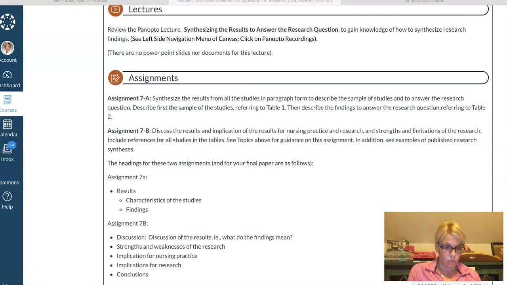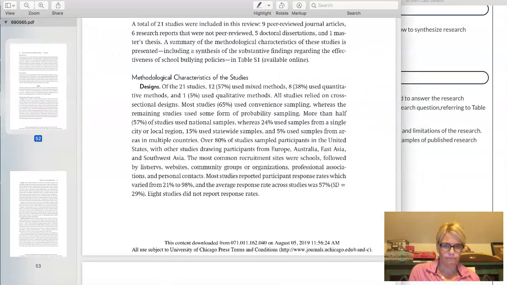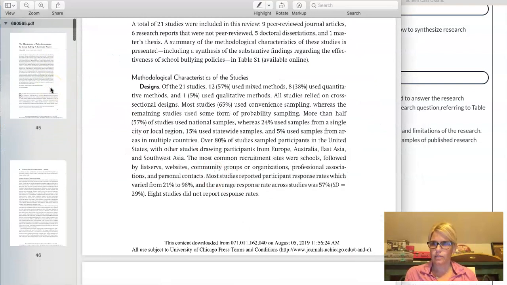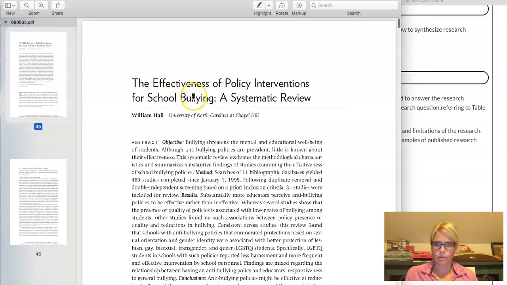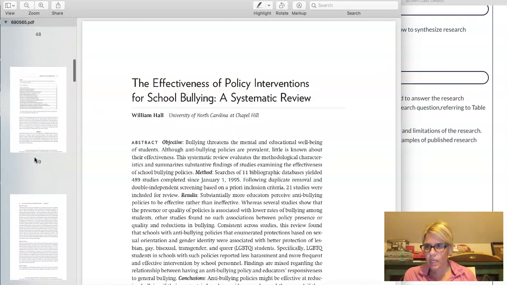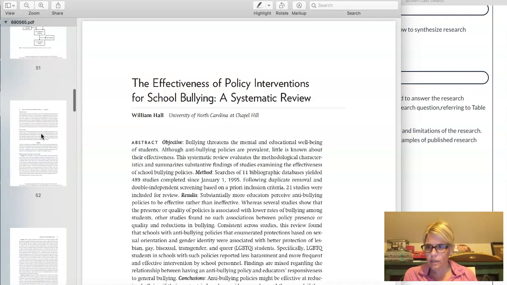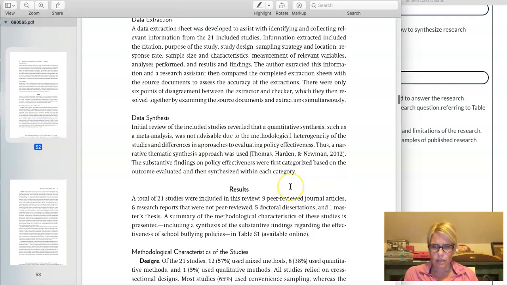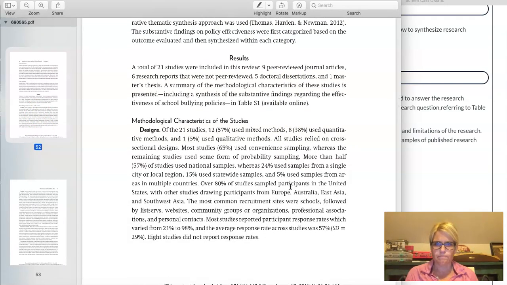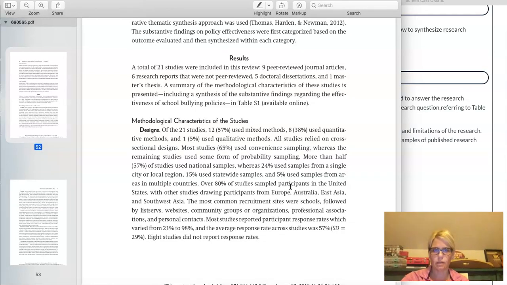So let's look at another one. This one is the article we were talking about earlier, Policy Interventions for School Bullying. So let's go down to their findings. Their subheadings are a little different than ours, but that's not a big deal. So basically, this little summary paragraph says that they had 21 studies, and talks a little bit about them.